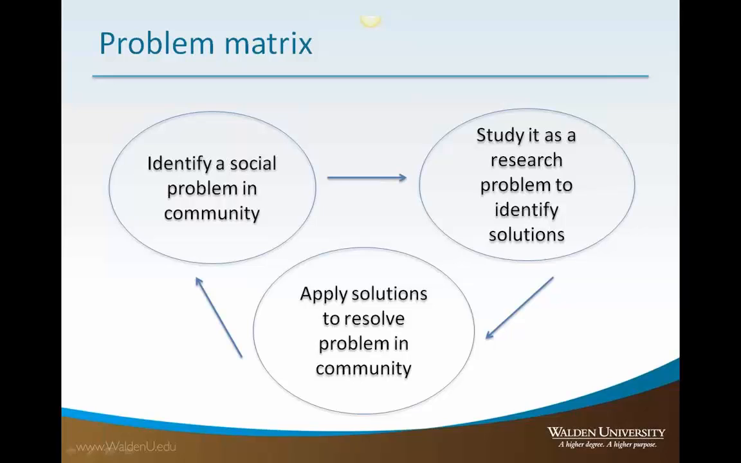If you start in the upper left corner, you identify a social problem in your community. You study it as a research problem to identify solutions. You see across that first arrow to the second box on the upper right. So you study your social problem as a research problem to identify solutions that then you apply in that bottom box in the triangle. Apply those solutions to resolve the problem in the community. It's a very specific matrix.